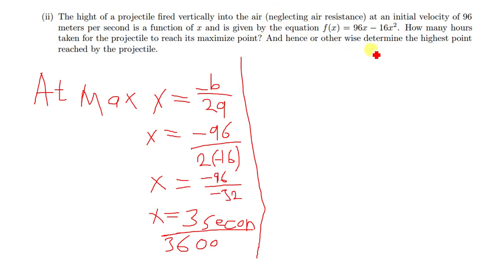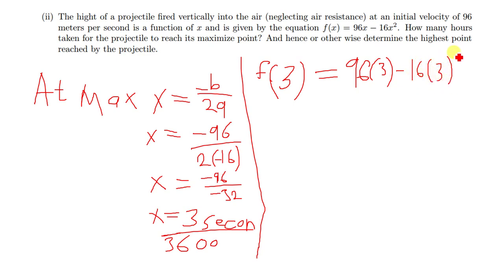So now the question goes further to tell us to determine the highest point reached. The highest point is found by finding f of this same 3 seconds. So functions are very important. You don't have to skip functions. If you think they are difficult, just go and revise them. So you find f of 3, which is going to be 96, and we put 3 there, then 16 times 3 squared. Then we find the highest point there.